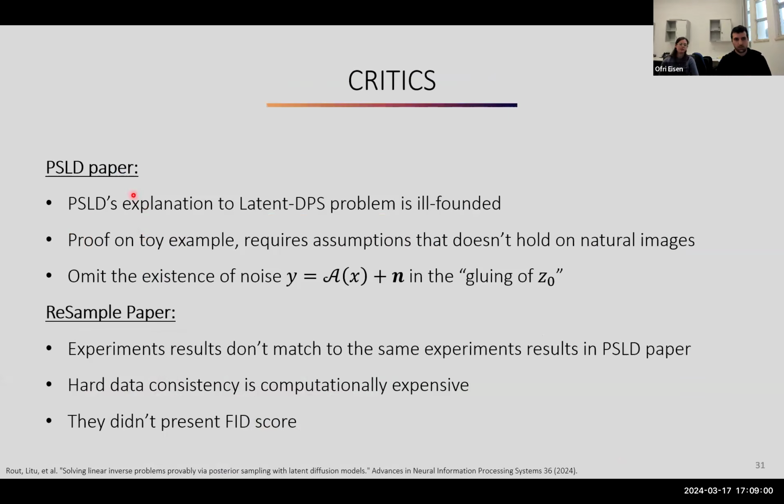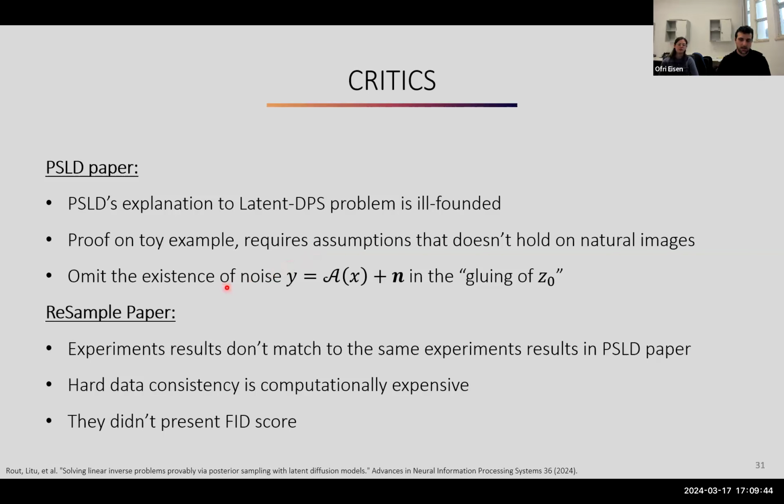Okay. So we have some criticisms about the PSLD. The main criticisms are, first of all, the problem they mention about latent DPS is ill-founded, because what they say is the problem with latent is just a problem with any ill-posed inverse problem, so it doesn't really answer the question. Another thing is the proofs they showed in the paper are kind of toy examples, and they require some assumptions which do not necessarily hold for natural images.